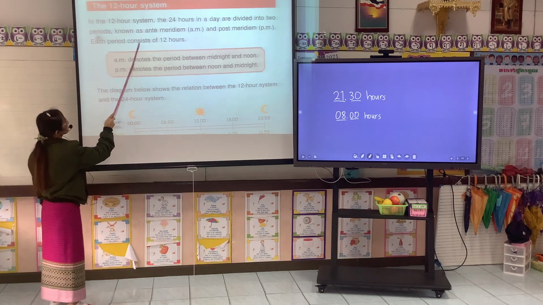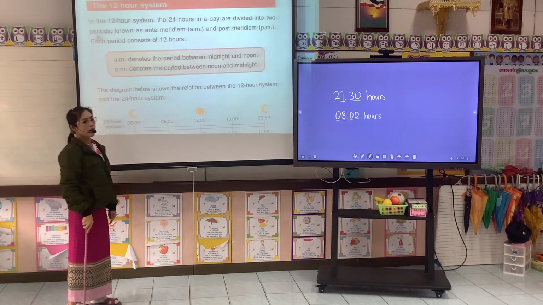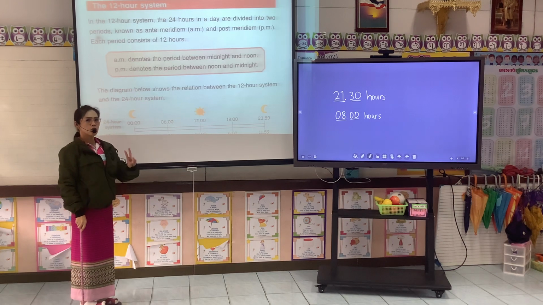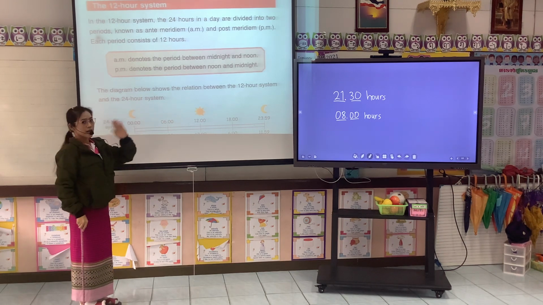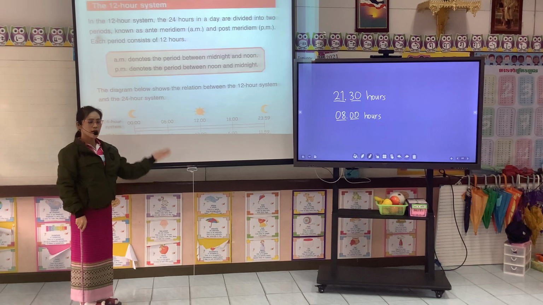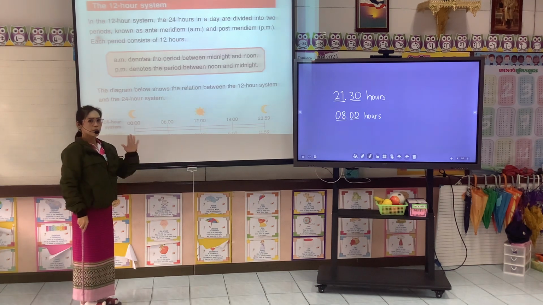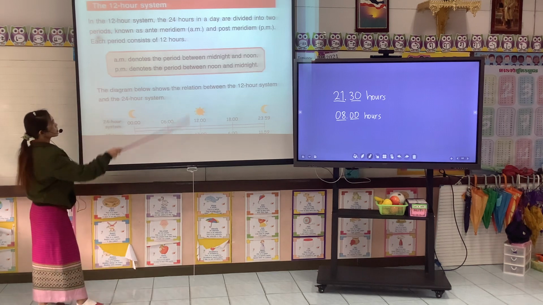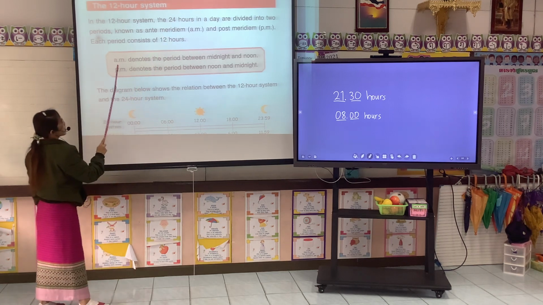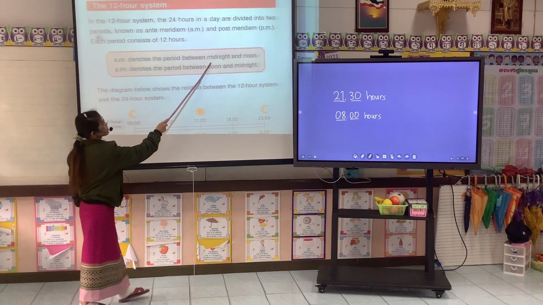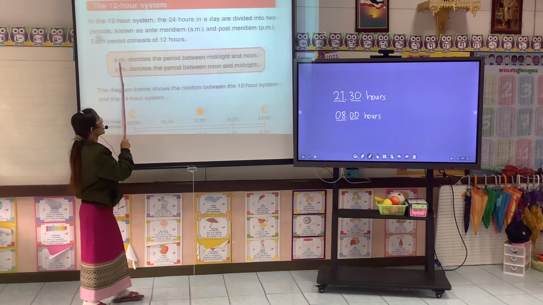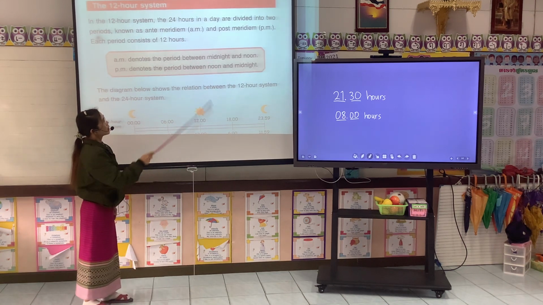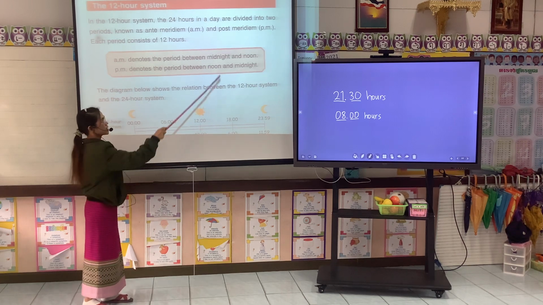Each period consists of 12 hours. So a day is divided into 2, AM and PM, morning and afternoon. Each period has 12 hours. In the morning we have 12 hours, and in the afternoon and evening we have 12 hours. That is equivalent to 24 hours. AM denotes the period between midnight and noon. So for AM, we start counting from midnight until noon.